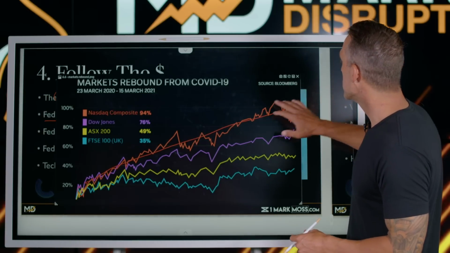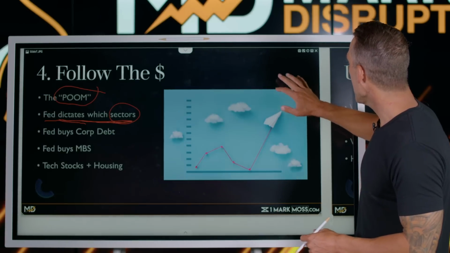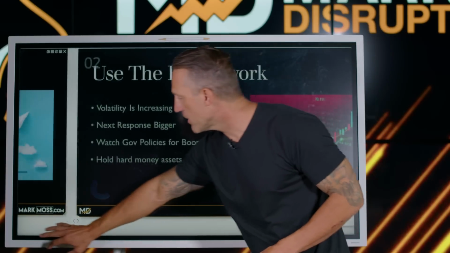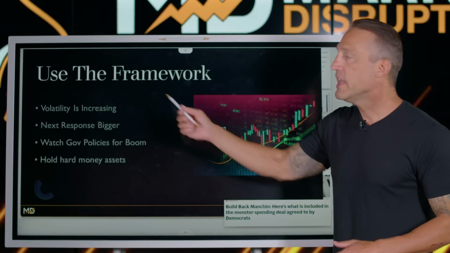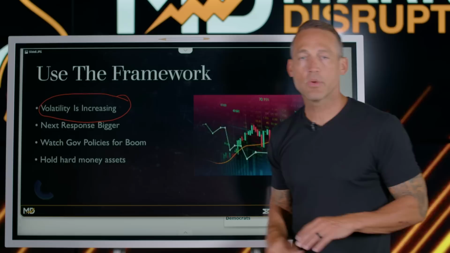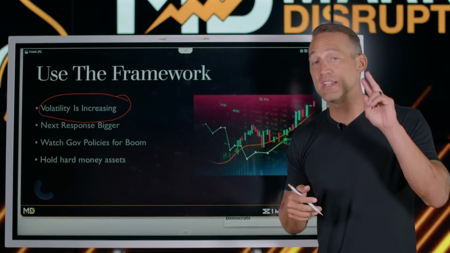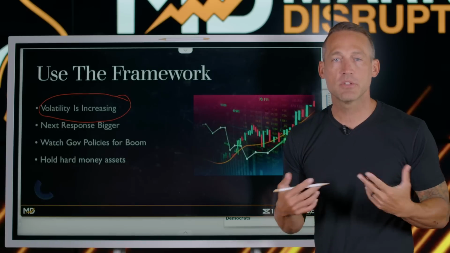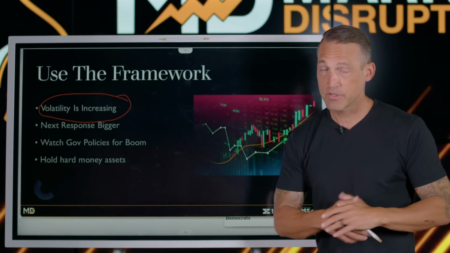So now that you understand how that works, we have to ask ourselves, what comes next? Well, I'm glad you asked. Let's take a look at that. So we need to use this framework, all right? So we can see right now that volatility is increasing. As a matter of fact, we just had the second negative GDP print. The GDP numbers came out negative for the second time. That means we're technically in a recession.